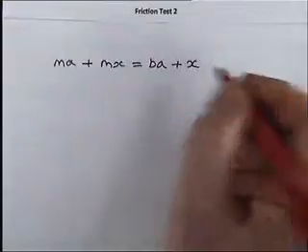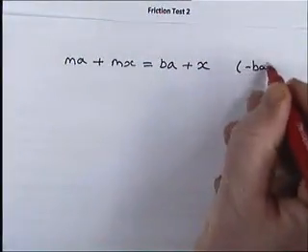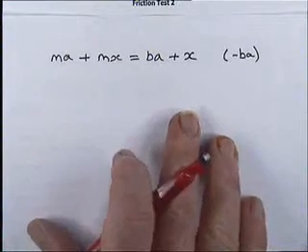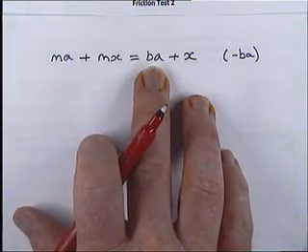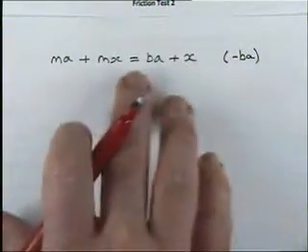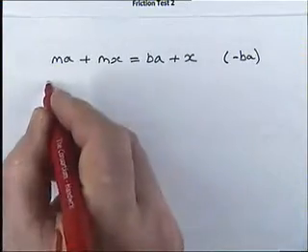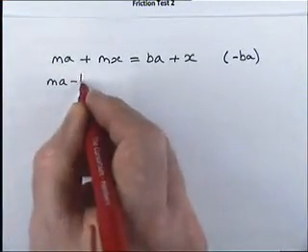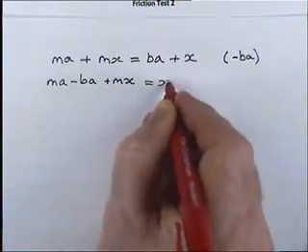So what I'm going to do first off is I'm going to take away BA from both sides. I'm going to show you what I'm doing here on the side there so you can follow what we're doing. So if I take BA from this side, I'm left with nothing. Well, I'm left with that X, but that BA take away BA gives nothing here. And if I take away BA on this side, I get that.